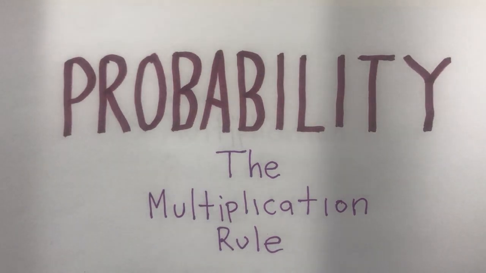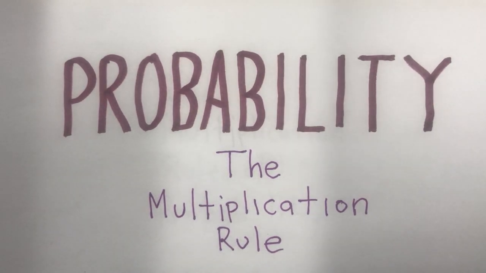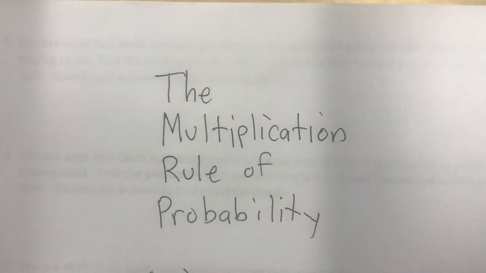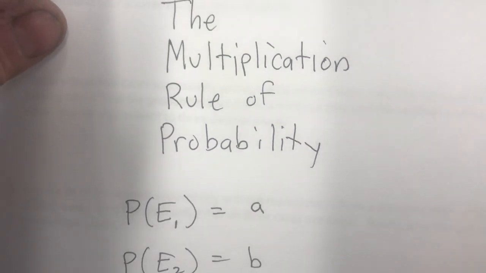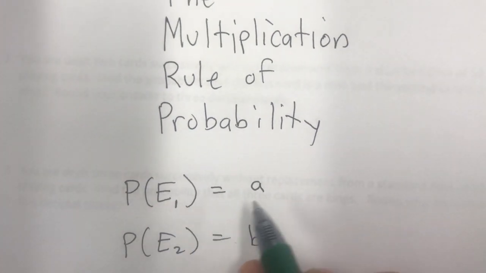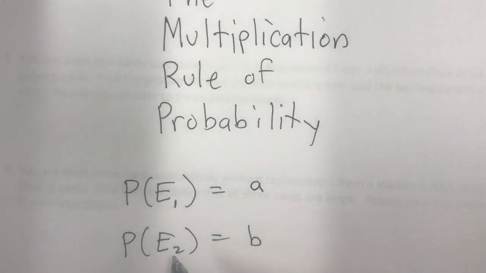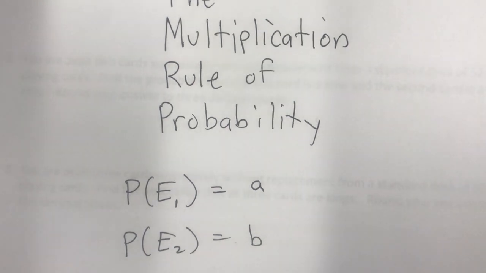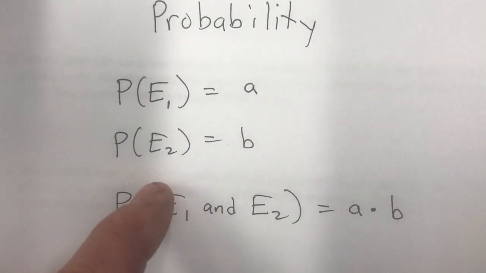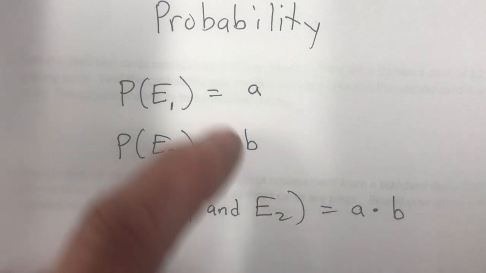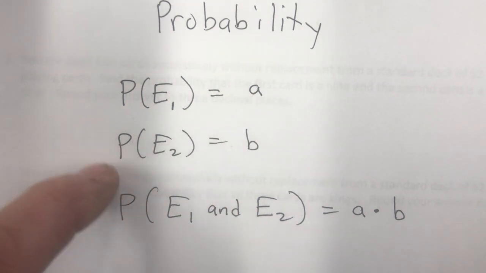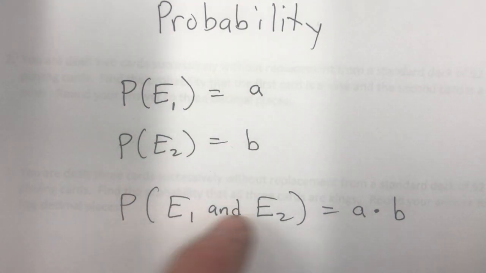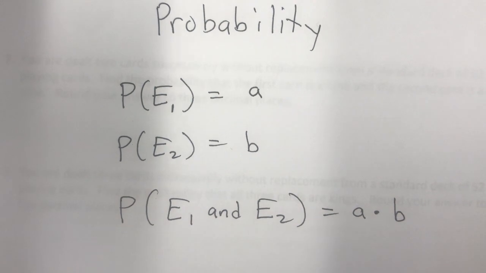All right, in probability today we're looking at the multiplication rule. The multiplication rule of probability. This is it right here. The probability of the first event is A. And let's say the probability of the second event is B. Okay? The multiplication rule means this right here. The probability of both events happening would be A times B. The probability of the first event is A, the probability of the second event is B, so the probability of both of them happening would be A times B.